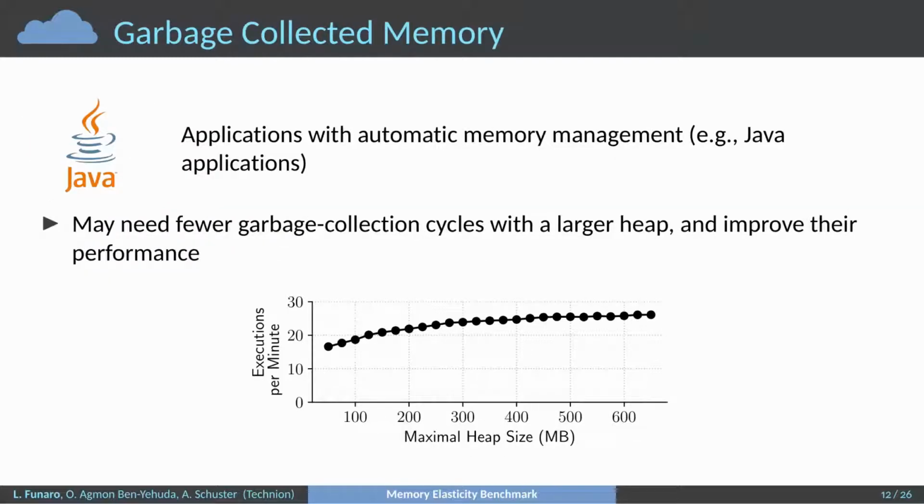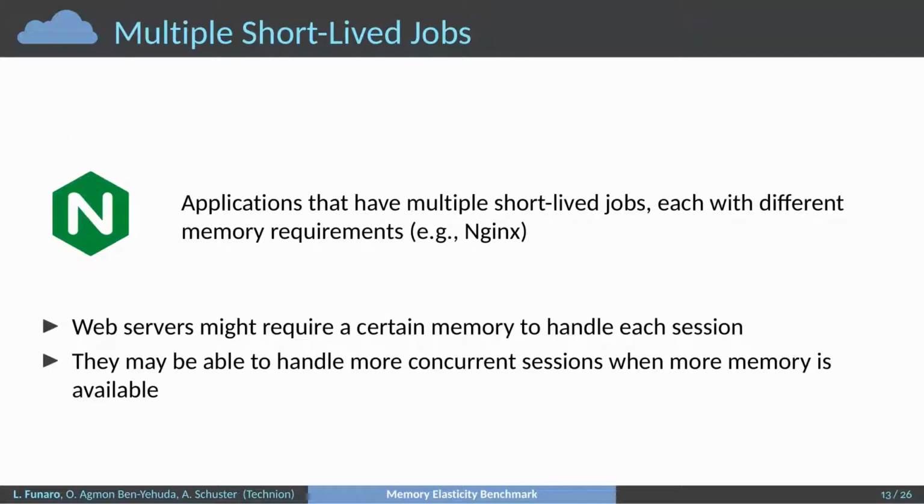Third, we have applications with automatic memory management. Java, for example. When the memory is scarce, the applications will have less headroom for allocations, resulting in more GC cycles. So when allocated more memory, the runtime can increase the heap size and improve the application performance. Last we have short-lived job schedulers.